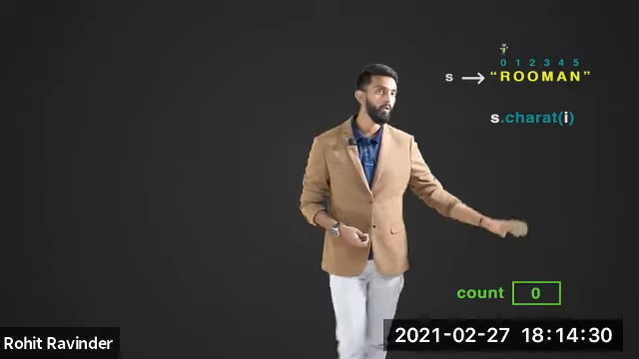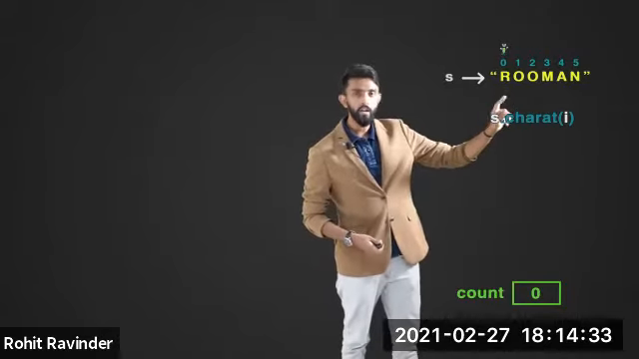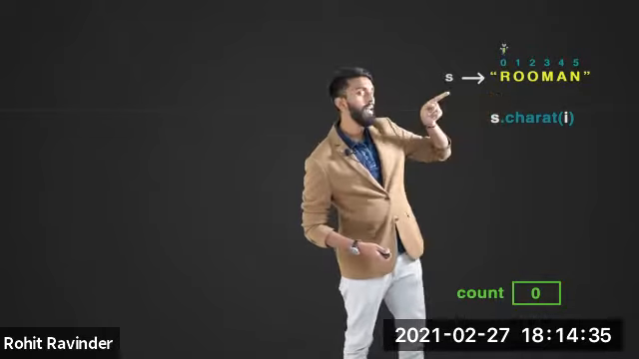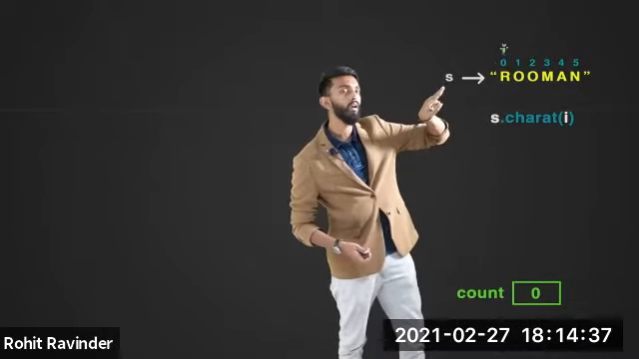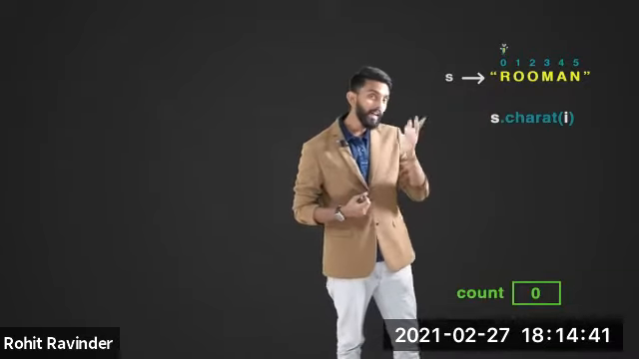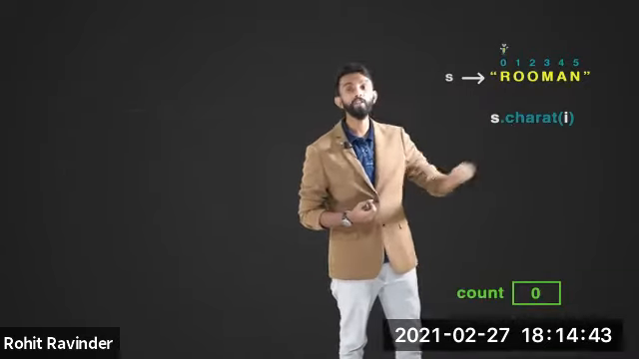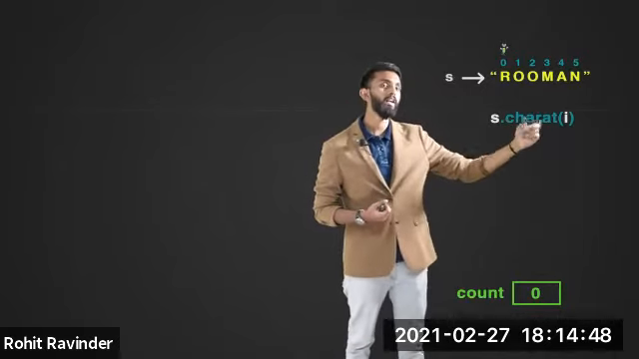Now, in Java, in a string, the individual characters can never be directly accessed. You cannot tell s of 0. You can't do that. But there is an indirect way to fetch the character present in a particular position in a string. And that is the charAt method, right?